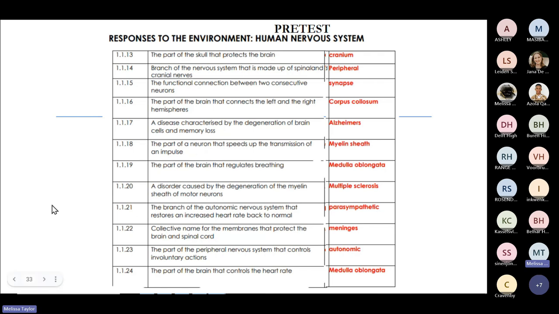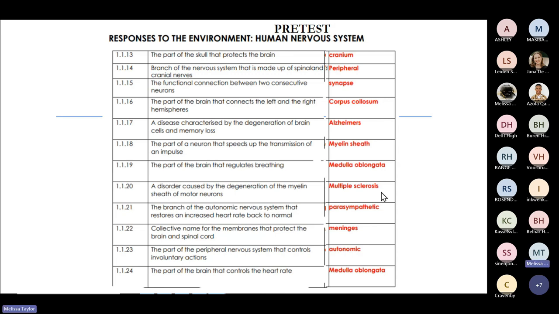So for the first one, it's technically number 13. The answer is cranium. Number 14, peripheral. Number 15, synapse. Number 16, corpus callosum. Number 17 is Alzheimer's. Number 18 is myelin sheath. Number 19 is medulla oblongata. Number 20 is multiple sclerosis. And remember, no abbreviations in the biological term section, so this may not be MS.